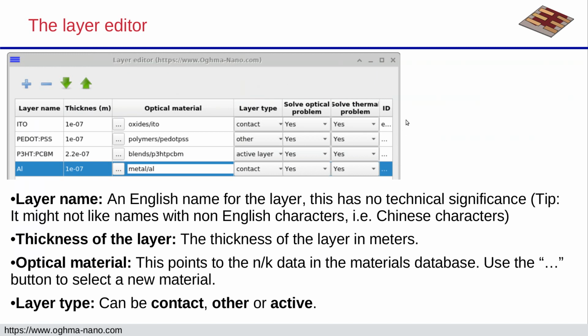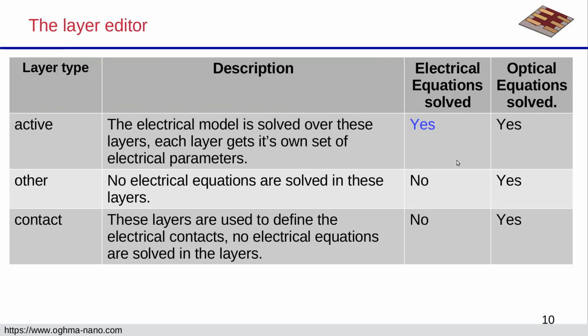So there's a little summary of that. You've got layer name, thickness of the layer, optical material, and layer type, which can be contact, other, or active. Here's this little summary table. If a layer is active, you're solving the semiconductor equations, and in none of the other layers are you solving the semiconductor equations. And if you look on the right-hand side, the optical model is solved over all of these layers. So the distribution of light is solved over every layer you define.